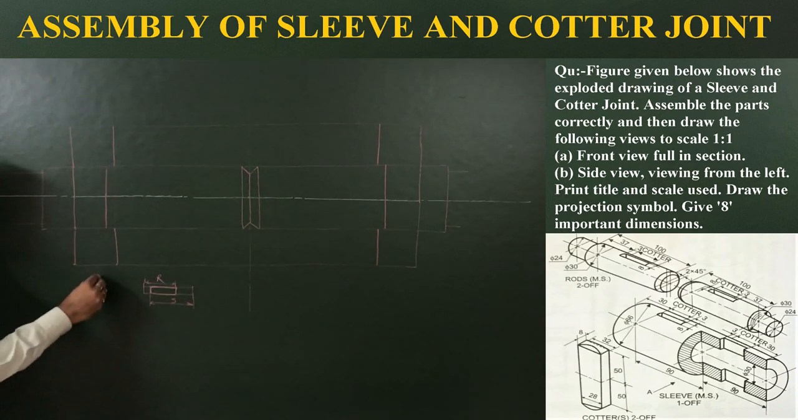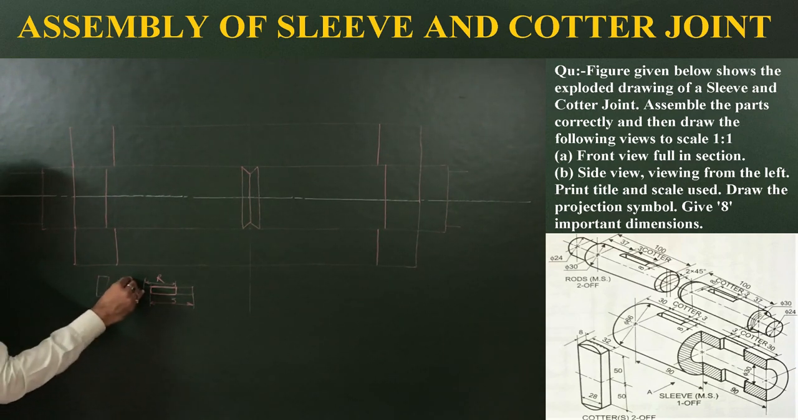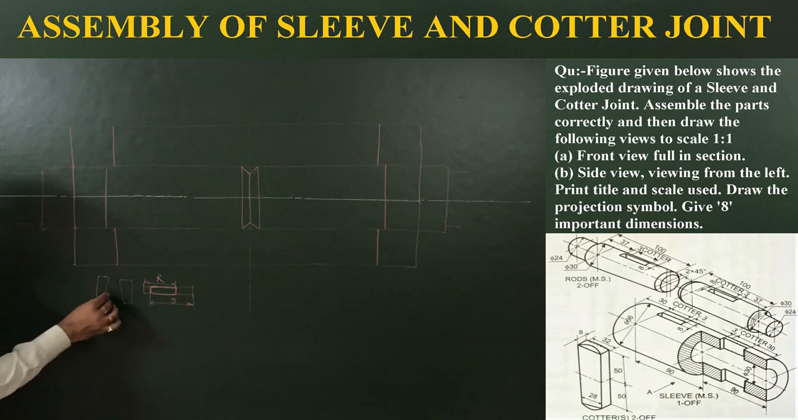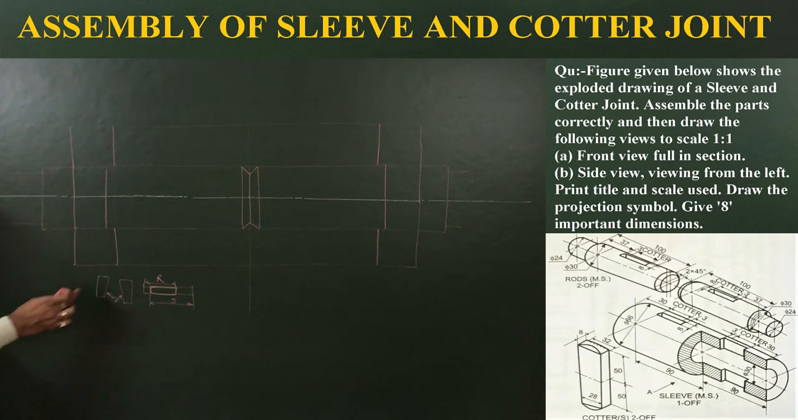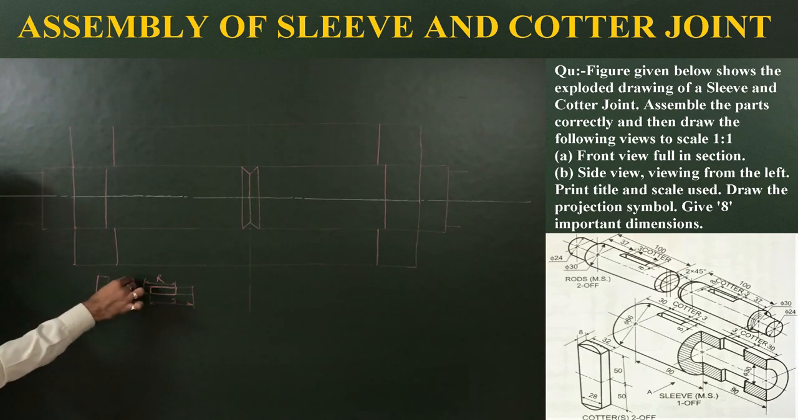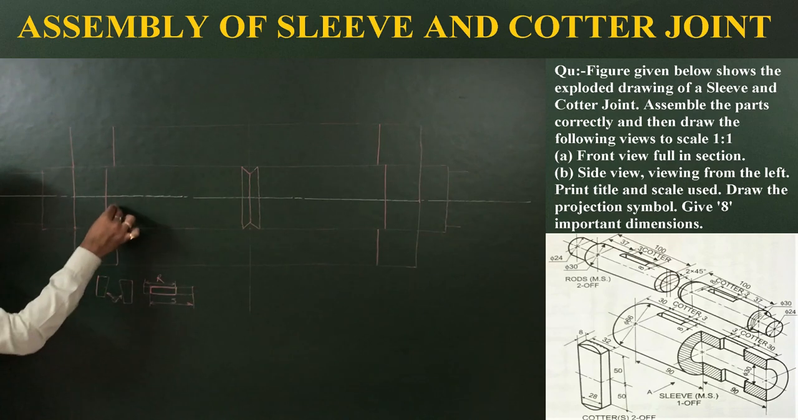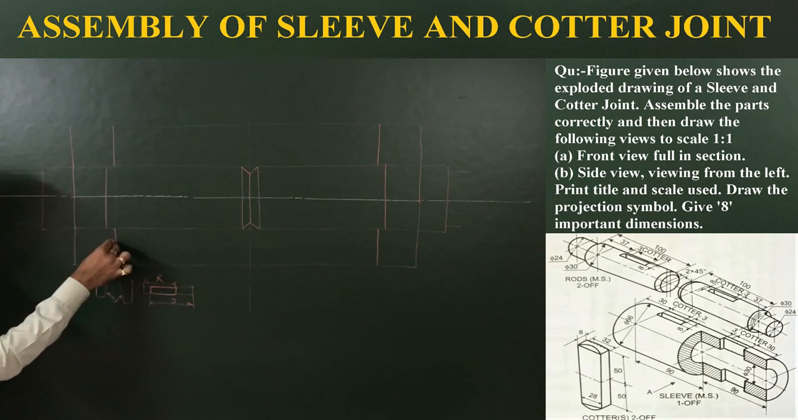And we know that for the cotter, taper is on the opposite faces. So for the sleeve and cotter joint, these are the opposite faces on which we'll have the taper. These are flat vertical faces and these are tapered faces. So this end is flat.